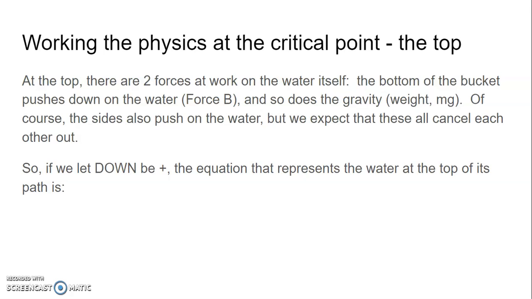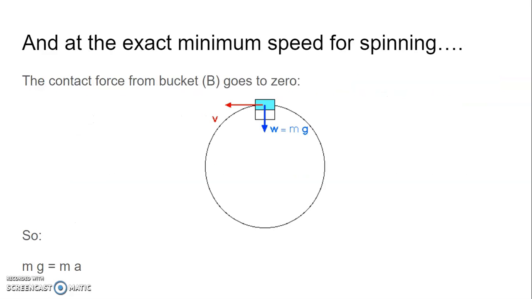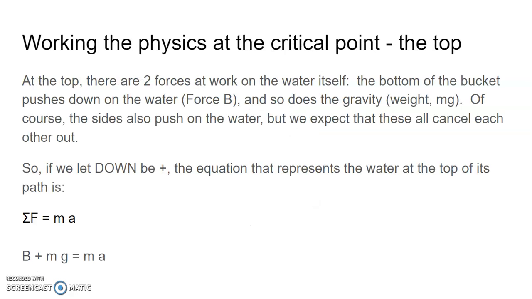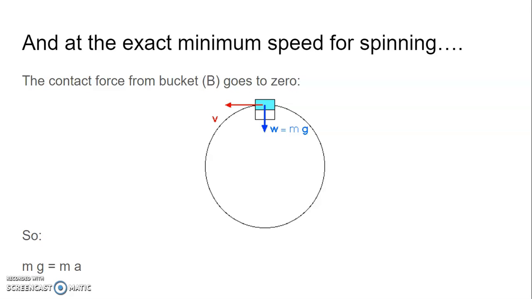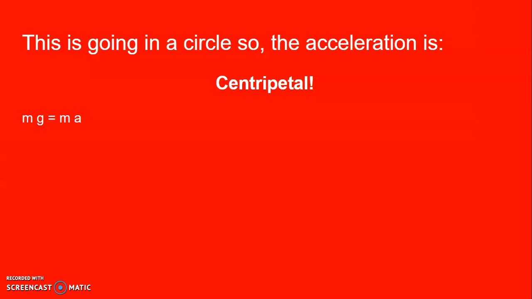So let's call down positive, and then the equation that represents the water at the top of the path, the most critical point, is sum of the forces equals ma. Bucket force down plus mg down equals ma. Now, at the exact minimum speed for spinning, the contact with the bucket becomes zero. That's where the water just starts to fall out of the bucket. So we go back to this equation, B plus mg equals ma. B goes to zero, and we're left with mg equals ma, and we come up with a result that turns out to be pretty common.